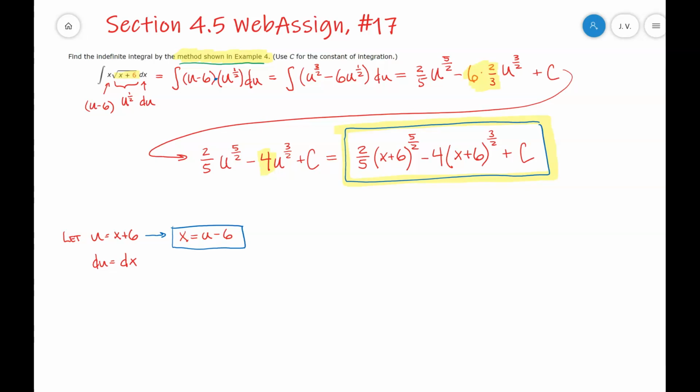One last comment here. If you are really looking for a 4 pepper problem, what I'd encourage you to do is try to take the derivative of this and show that it equals x times the square root of the quantity x plus 6, the original integrand. That is without a doubt a 4 pepper problem. Good luck.